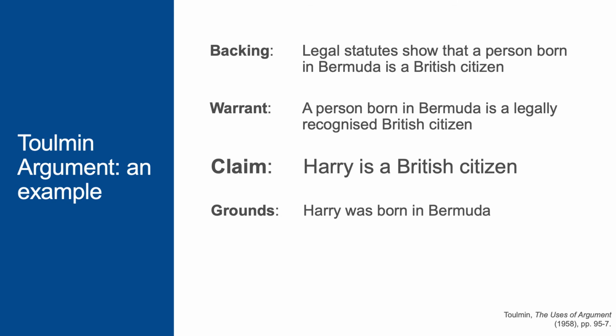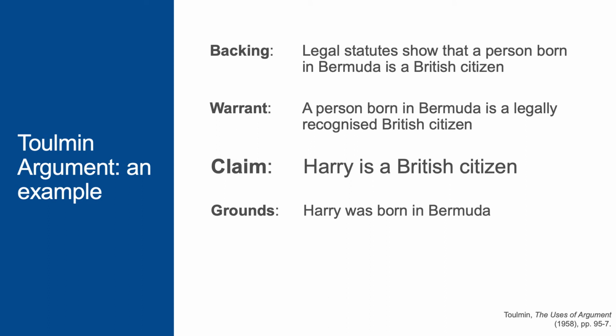So my first piece of evidence here is Harry being born in Bermuda. I then have my warrant to explain that, and I then have my backing, which shows us the ways in which we know that to be the case. Well, we can say that legal statutes show that a person born in Bermuda is a British citizen. So we can then prove that that's the case.